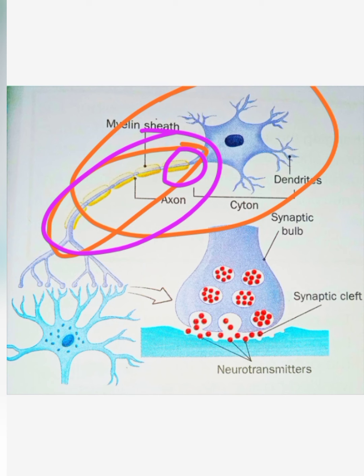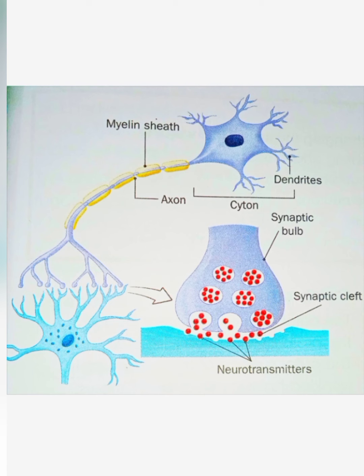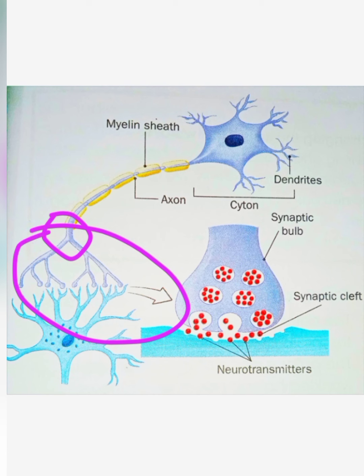And at the distal end, what is the distal end? This. At the distal end the axon is branched, forming axon terminals. These sort of structures are the axon terminals, like this, like this, like this. These all are axon terminals. Now each branch terminates into a bulb-like structure which is known as the synaptic bulb.